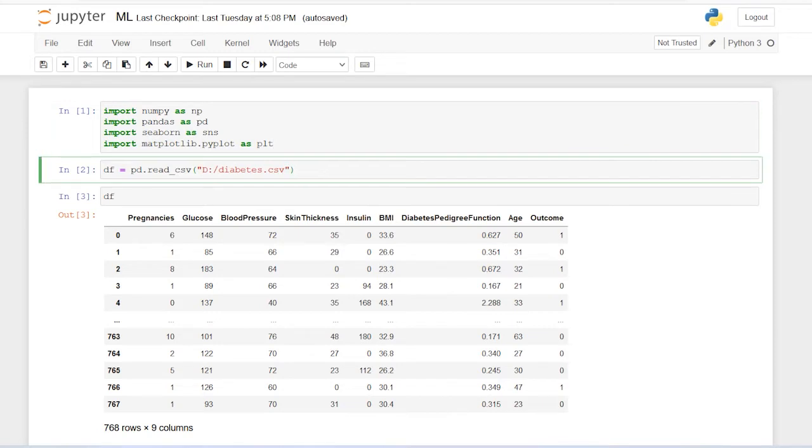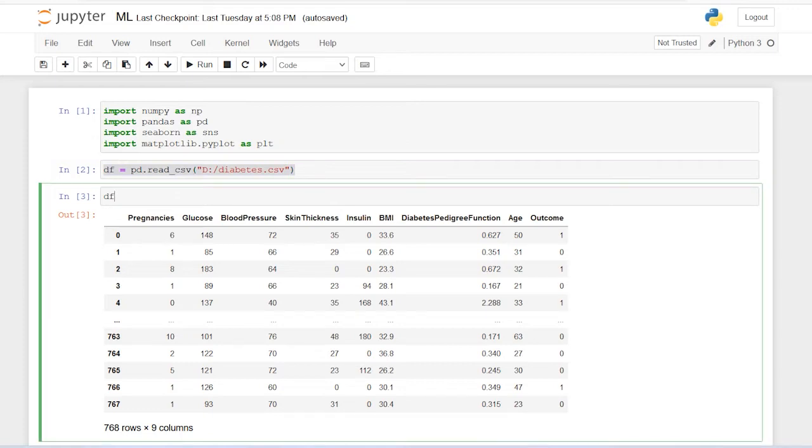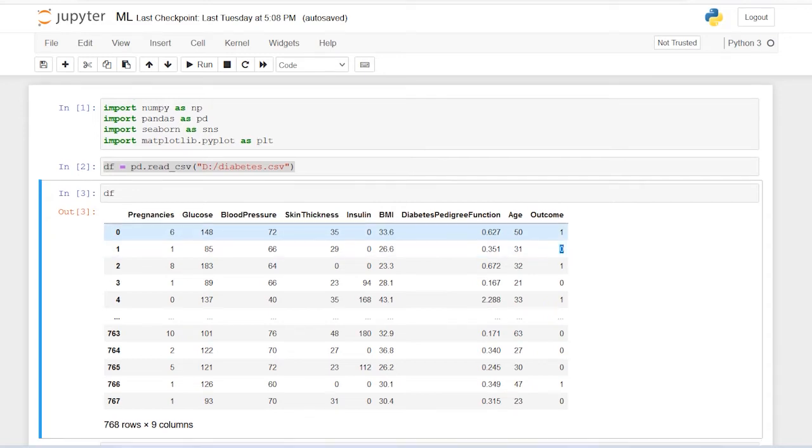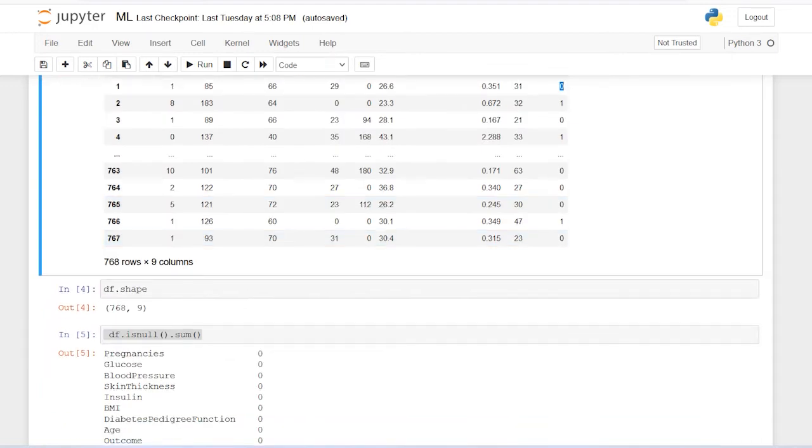Next, I have imported the data set from Kaggle, which I have downloaded. The data set contains many factors such as pregnancies, glucose, blood pressure. These affect the disease of diabetes and the final outcome. 1 represents the person has diabetes and 0 represents the person does not have diabetes. So we can see the shape of the data set, 768 rows and 9 columns.